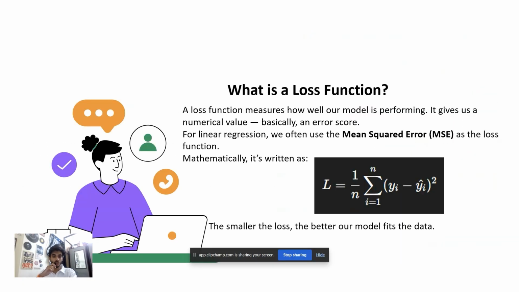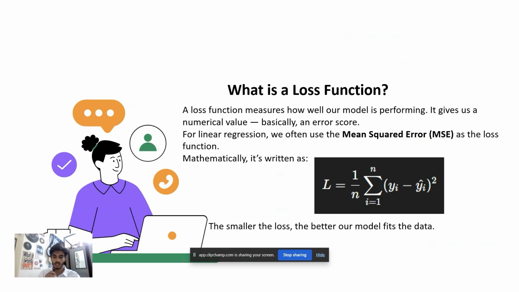What is a loss function? Let's start by understanding what is a loss function. A loss function measures how well our model is performing. It gives us a numerical value, which is basically an error score. For linear regression, we often use the mean squared error, which is MSE, as the loss function.